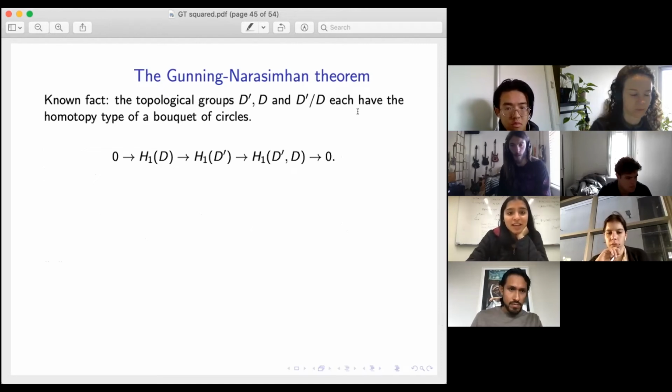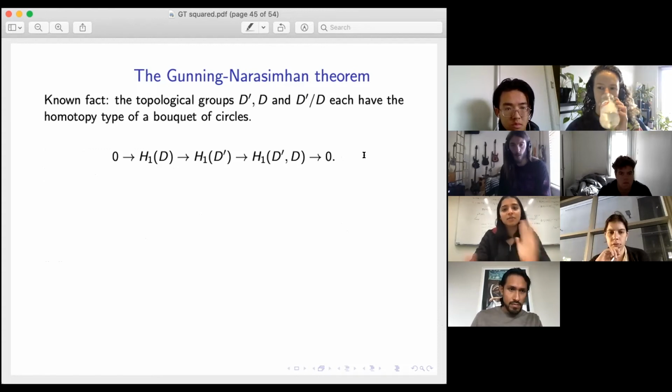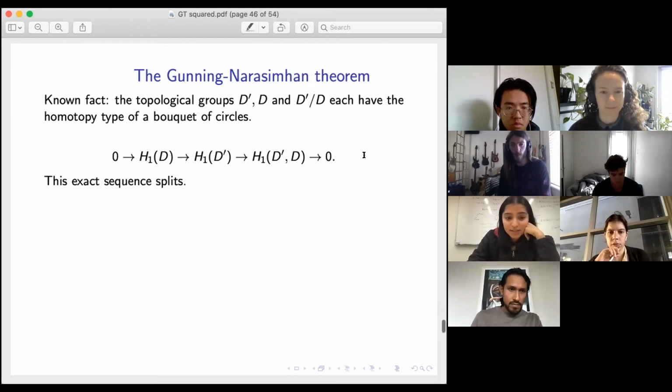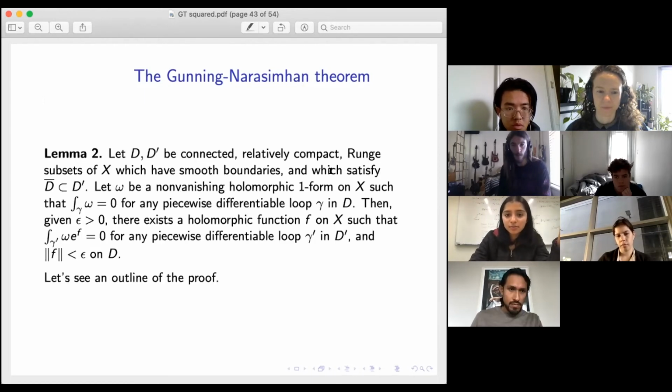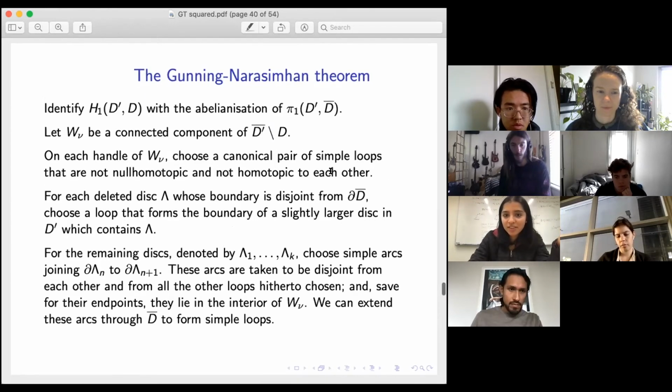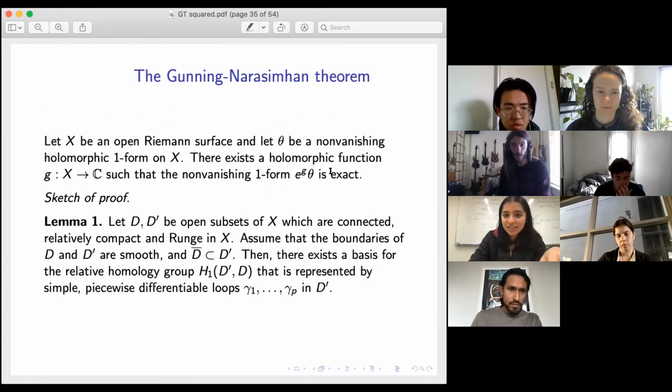That means that this exact homology sequence is of this form. It cuts off, and this is how small it is. And moreover, this exact sequence splits, as these homology groups are all free abelian. And so we can apply this lemma, and the previous lemma, this one.